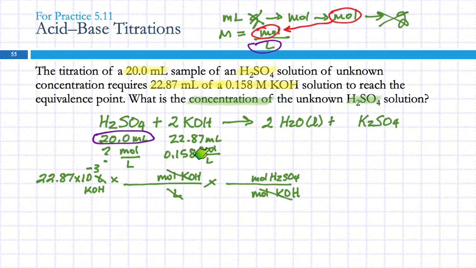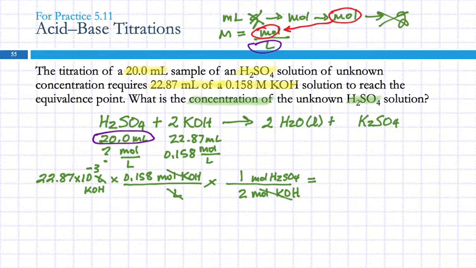So 0.158 moles, 0.158 moles per liter. And then here, how do I know what the mole ratio is? From the balanced chemical equation, right? 1 sulfuric acid reacts with 2 potassium hydroxide. So there's 1 mole of sulfuric acid for every 2 moles of potassium hydroxide. And there I've got the unit that I'm wanting.